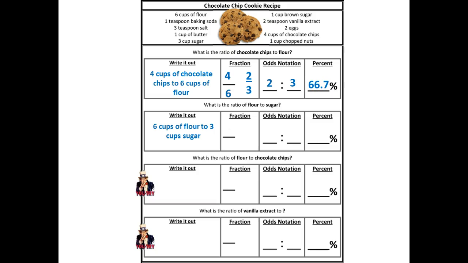This is a ratio of 6 to 3. If I simplify that down, that's a 2 to 1 ratio. I take my fraction, I turn it on its side, now it's odds notation, a 2 to 1 ratio. I can take my fraction and turn it into a percentage. 2 divided by 1 is 2, multiply that by 100 to get 200%. On your own, try the next 2 examples. Write out the ratio in words, represented as a fraction, in odds notation, and as a percent.